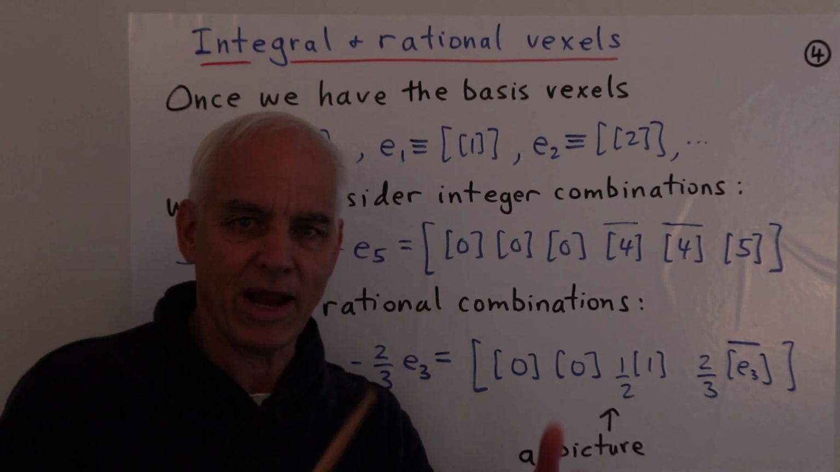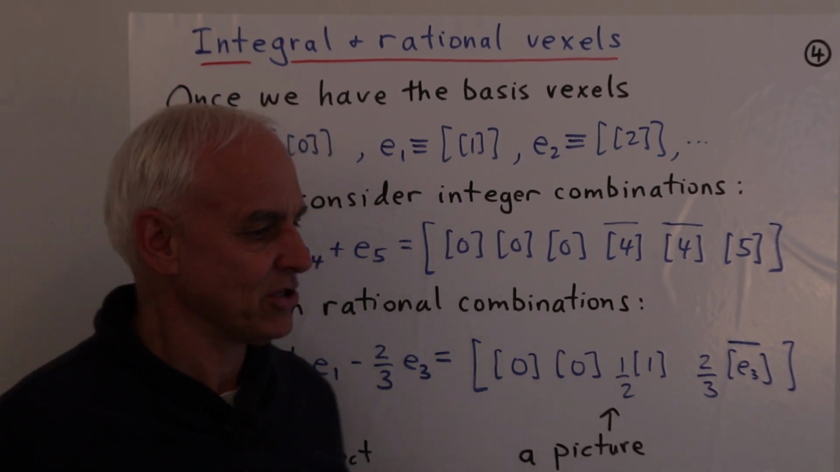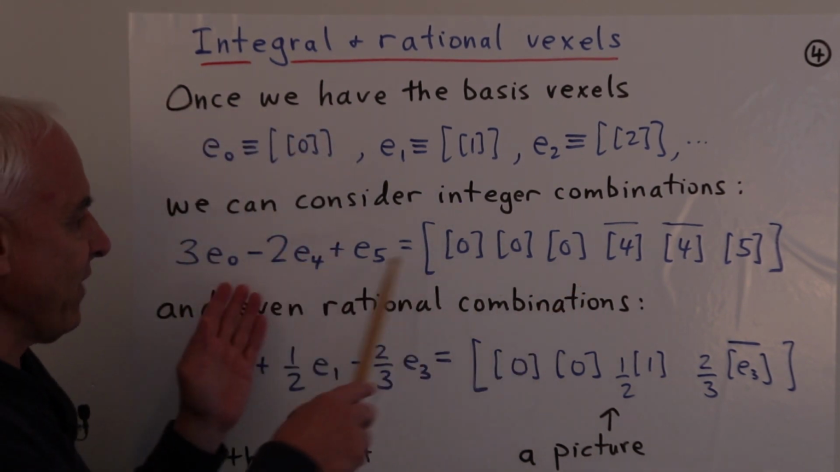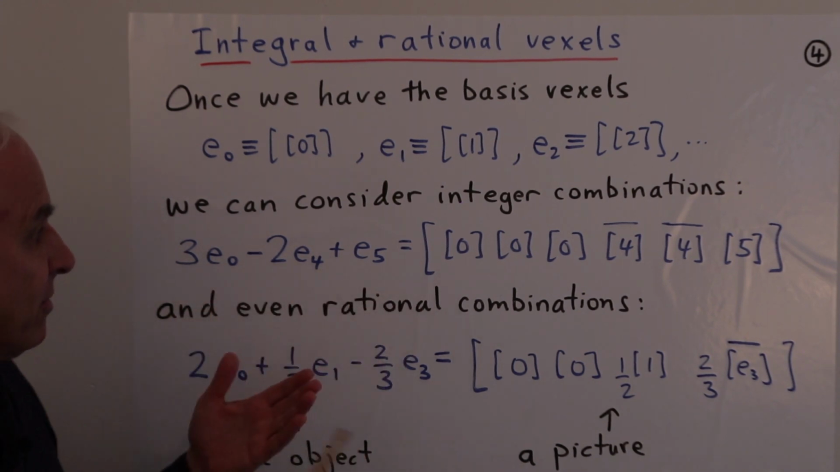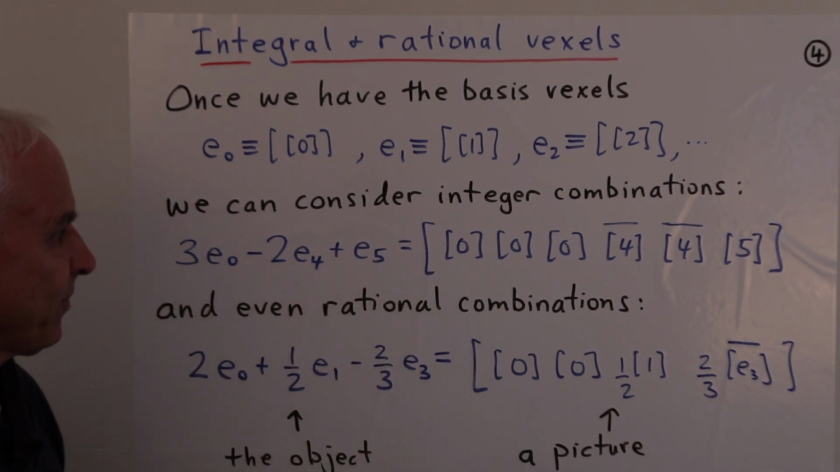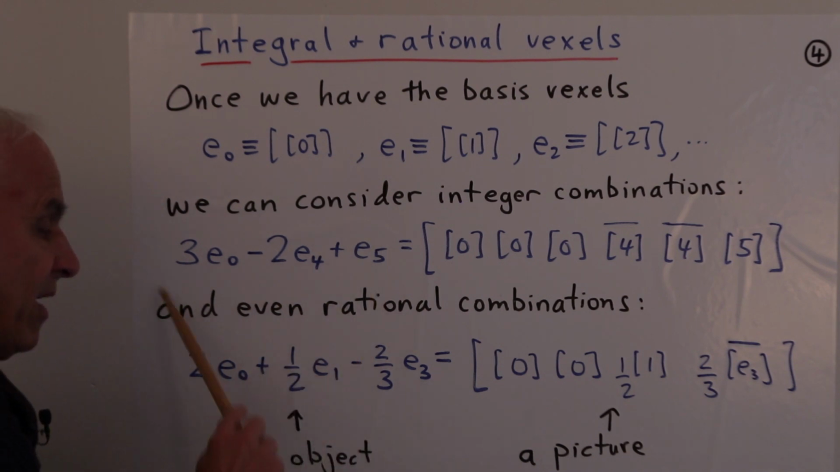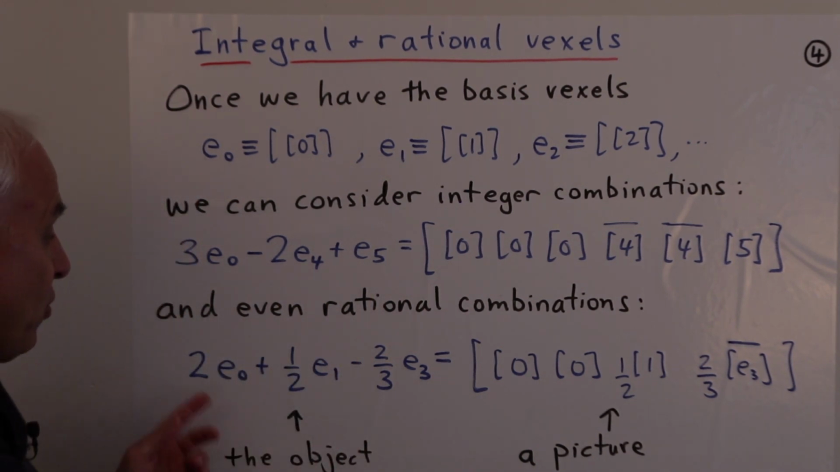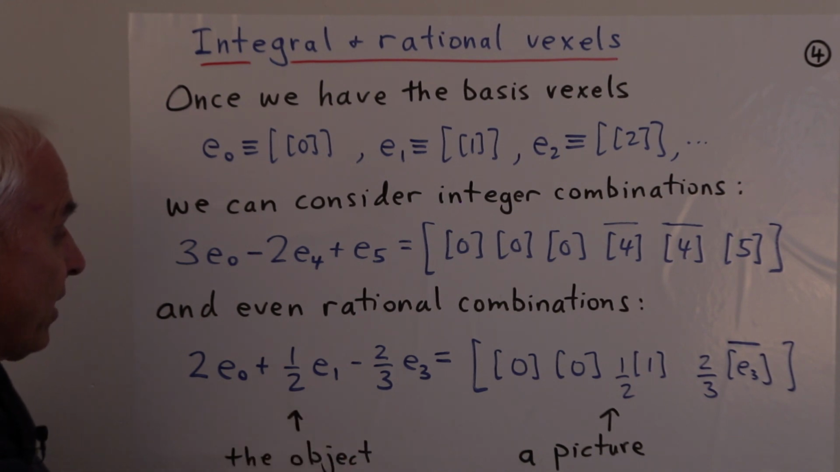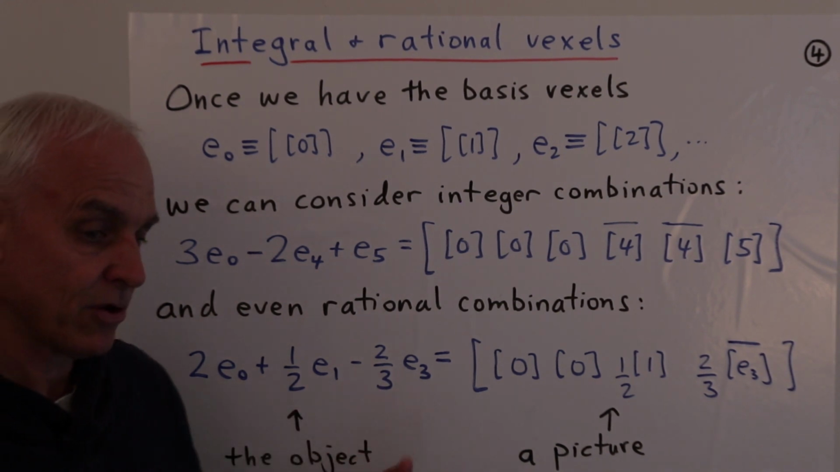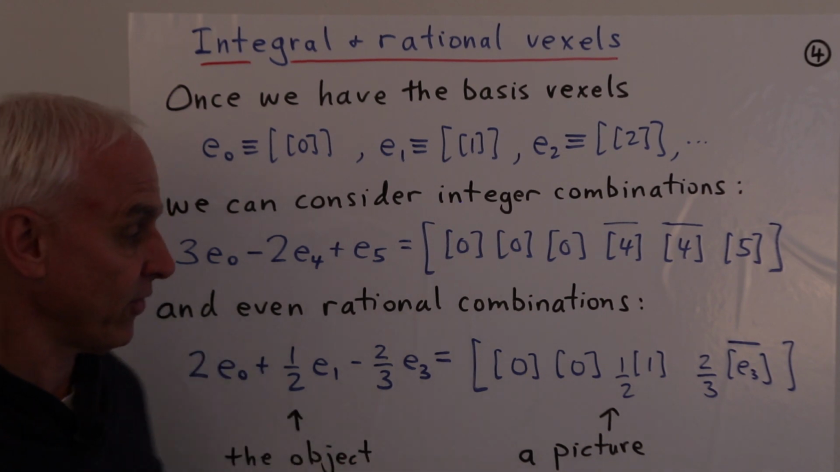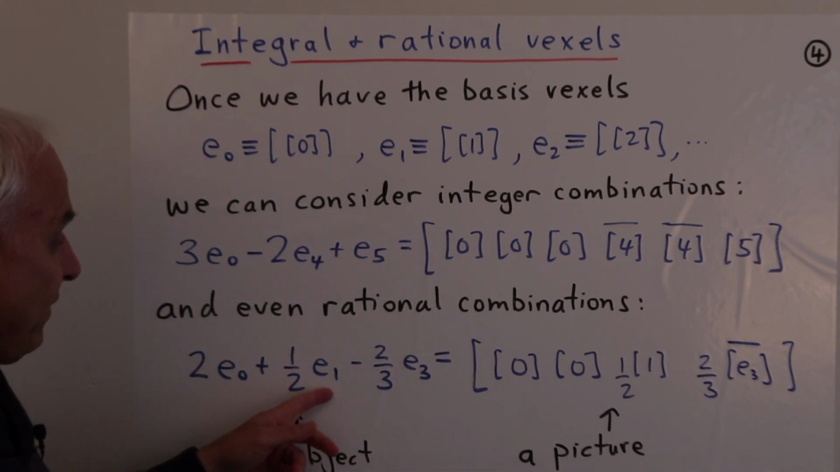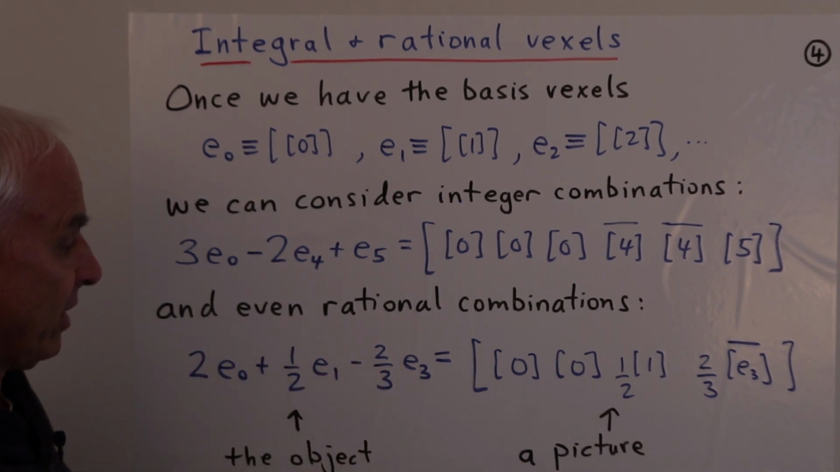Well, there are indirect ways of answering that question, and really the same kinds of answers can apply here to make sense of what this means. But if nothing else, we can think of them as being formal combinations. And once we do that, then there's not much preventing us from going a step further and considering vexels with coefficients which are rational numbers. For example, 2E0 plus 1/2 E1 minus 2/3 E3.